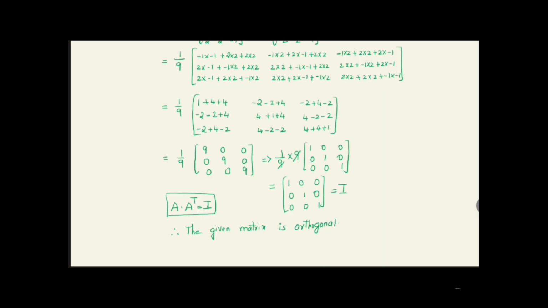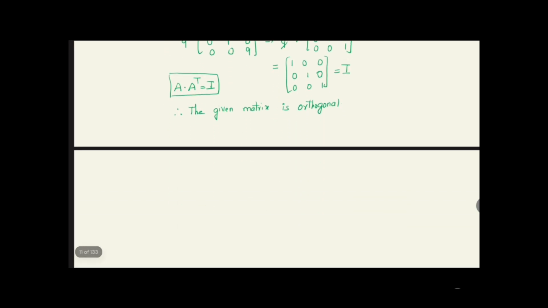Is that clear students? How to solve this? Simply we have to prove A into A transpose is equal to I. Okay, the matrix will be given as A. First find out the transpose, that is interchange the rows and columns, and multiply those two matrices carefully, and the answer we should get is the identity matrix. If you get the identity matrix, then we can say that the given matrix is orthogonal. And if you are not getting the identity matrix, then we can say that the given matrix is not orthogonal. Is that clear students?